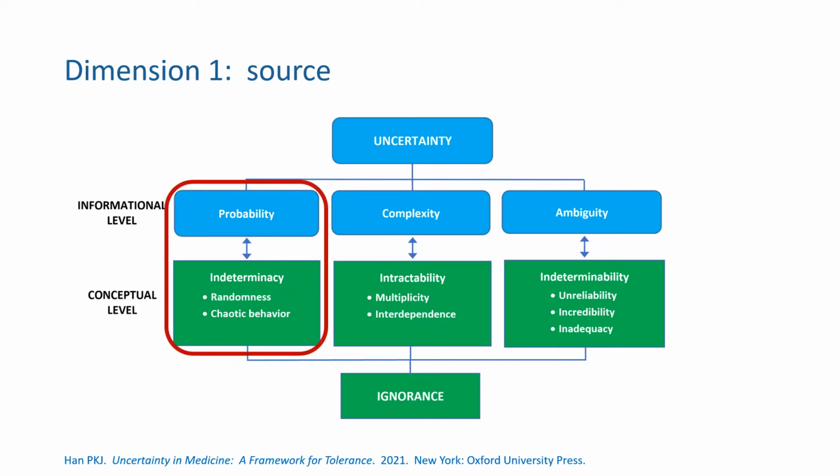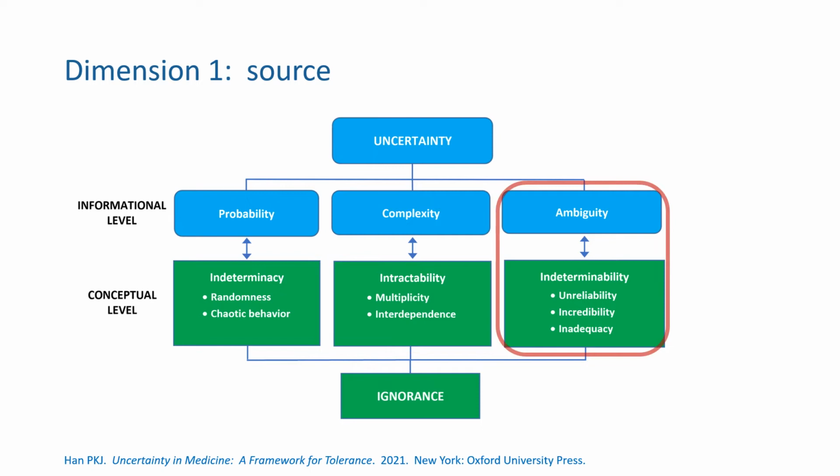Probability is a representation of ignorance due to the indeterminacy of a phenomenon, which results from the fundamental randomness or chaotic behavior of natural processes. Complexity is a representation of ignorance due to the intractability of a phenomenon, which results from features of the phenomenon that make it difficult to understand, such as multiplicity and interdependence. Ambiguity is a representation of ignorance due to the indeterminability of a phenomenon, which itself results from a lack of reliability, credibility, or adequacy of the evidence or information at hand.